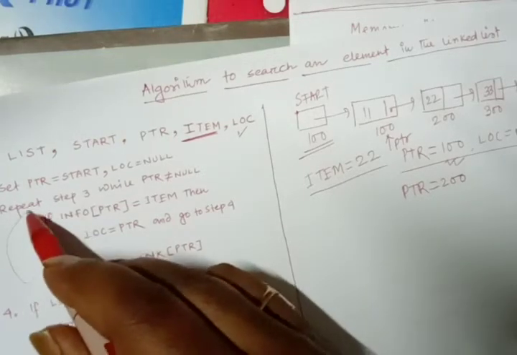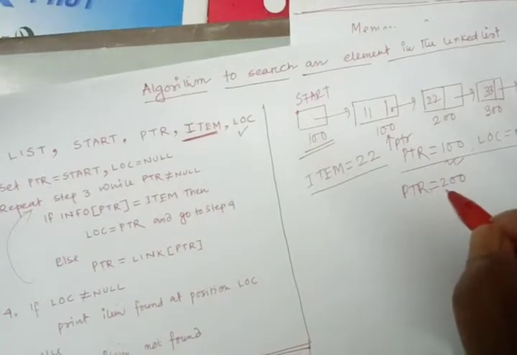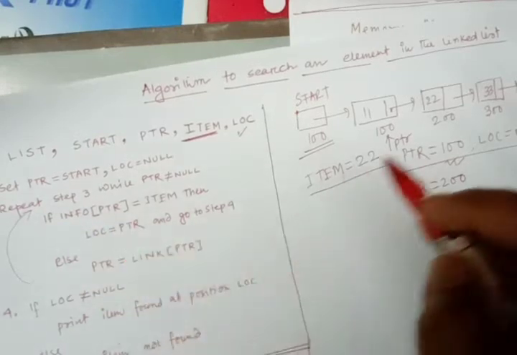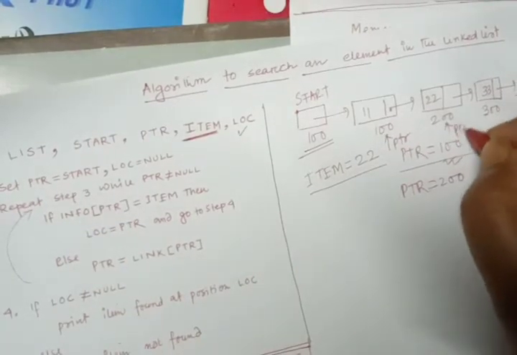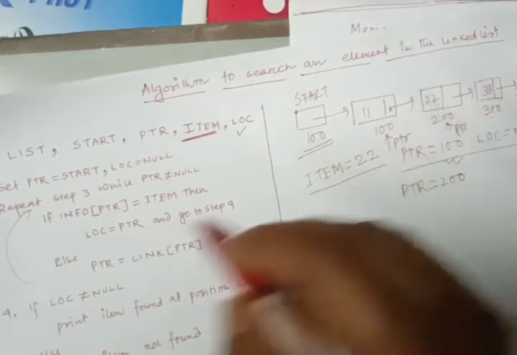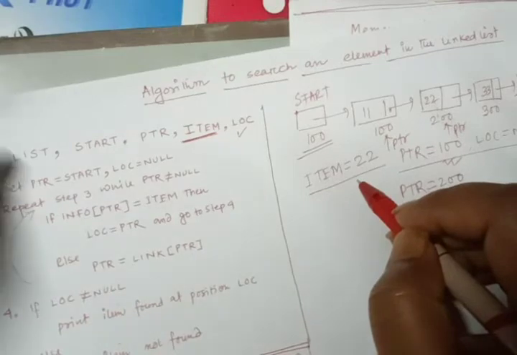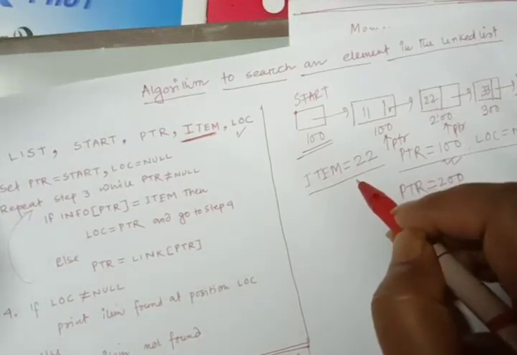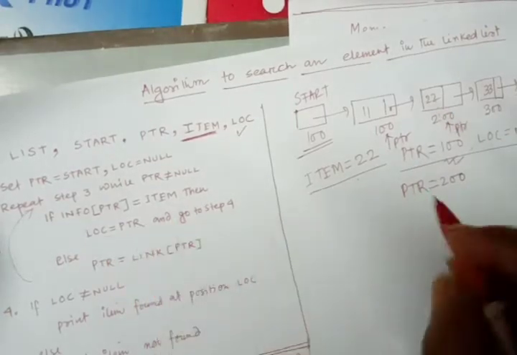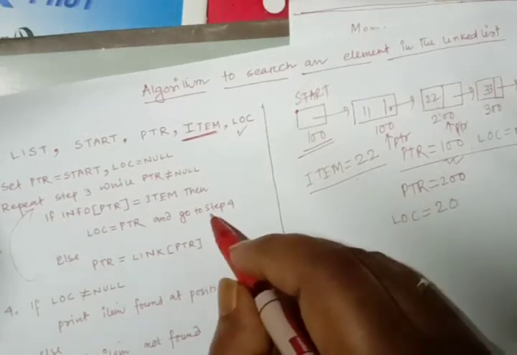Then again the loop executes while PTR is not equal to null. Yes, PTR is not equal to null. We go to step 3 and check INFO of PTR. Now PTR resides here, so the information part of PTR is 22, and 22 equals ITEM, and the value of ITEM is also 22. So we have found the element 22. Then LOC equal to PTR, so the value of LOC is 200. And then we go to step 4.